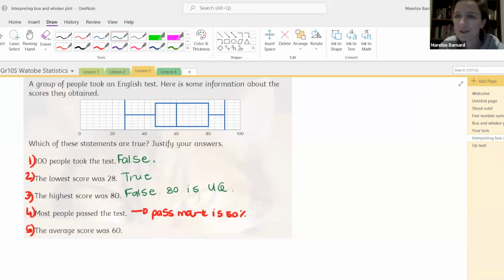Linda, you want to answer on your first lesson? I said true. Most people pass the test. The pass mark is 50. Okay, you say true. Why do you say it's true? Because they got an average more than 50, ma'am. Okay, so the median, the middle mark, is 60. Some people are saying it's positively skewed above 50. What do you think, Ms. Coco?